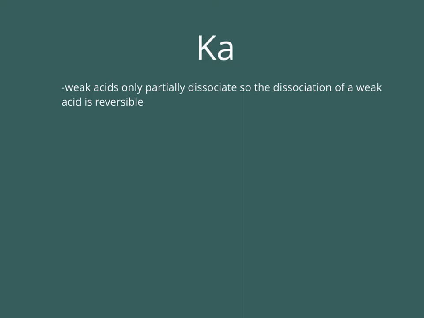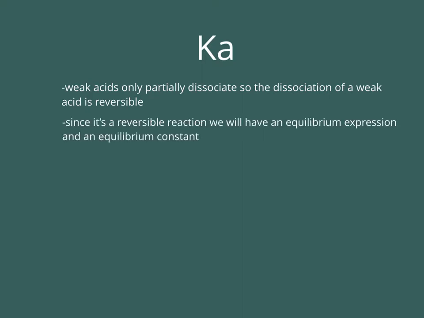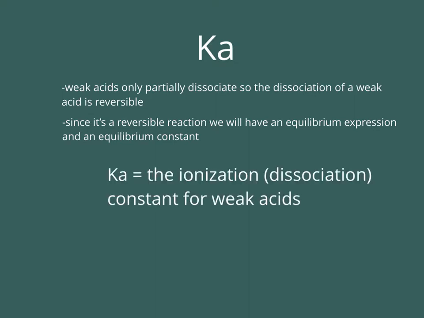And as we've also seen, when we have a reversible reaction, we can reach equilibrium, and therefore we'll have an equilibrium expression and an equilibrium constant for a reversible reaction. And that's exactly what Ka is. It's the ionization or the dissociation constant for weak acids.